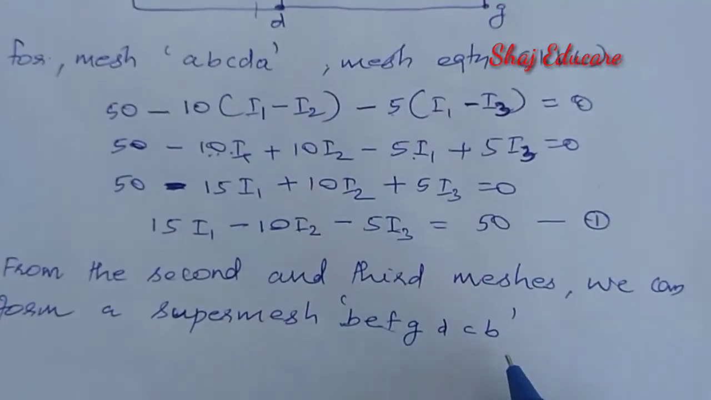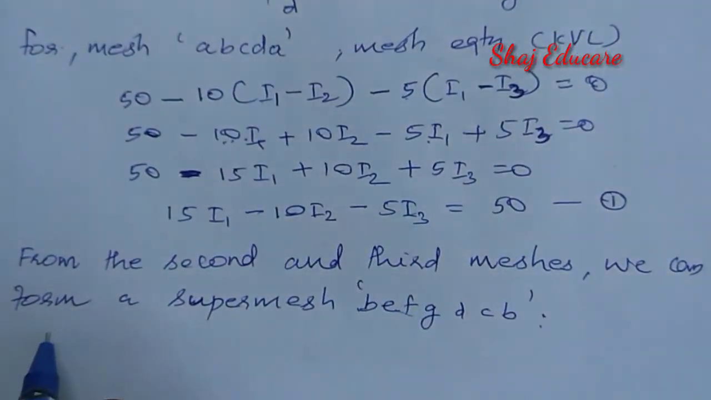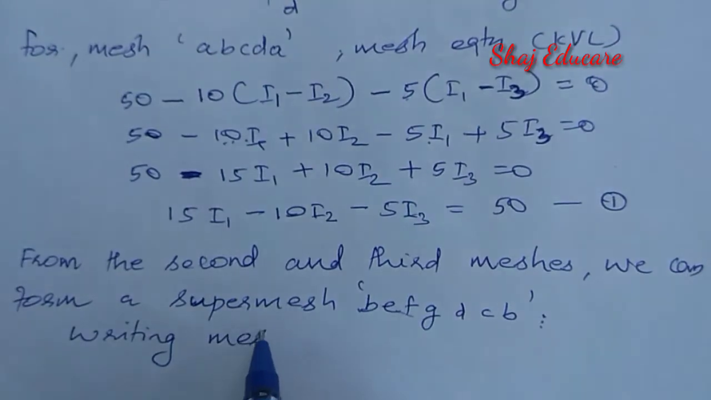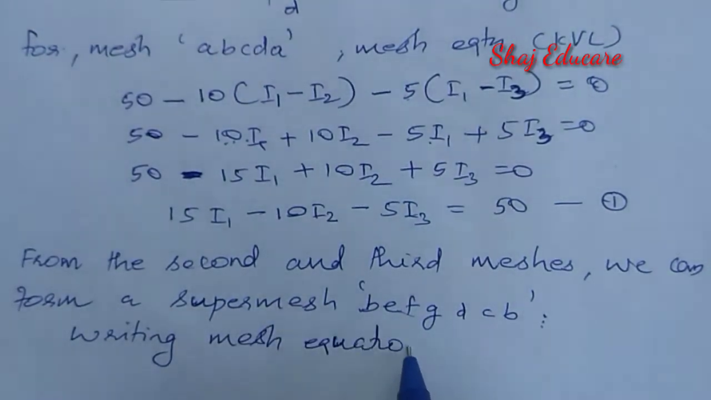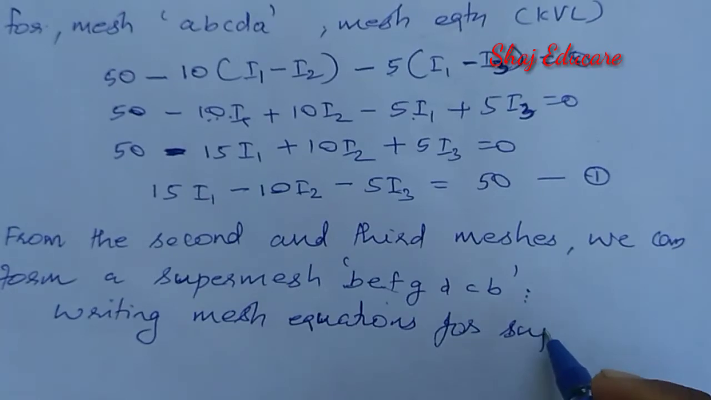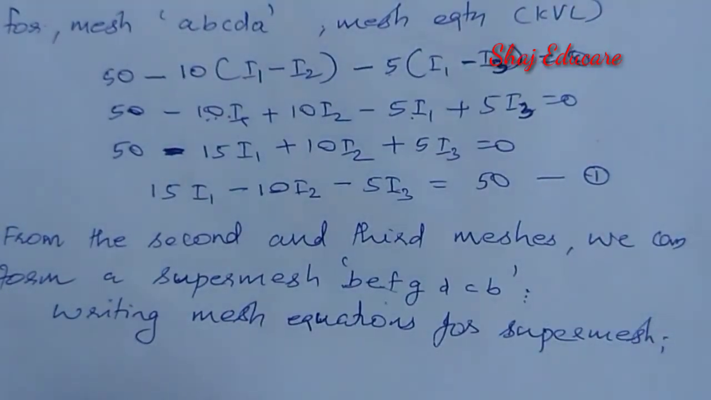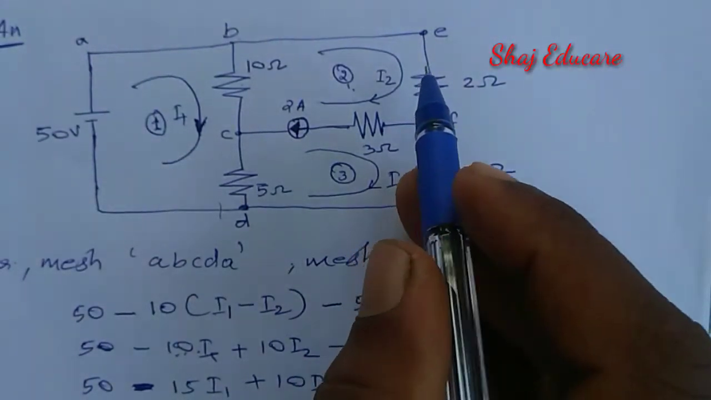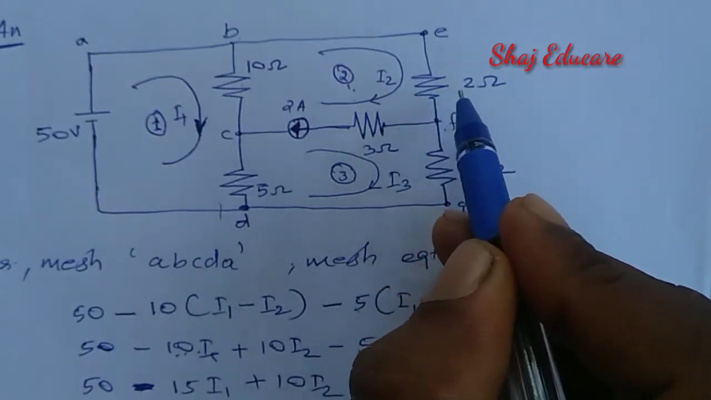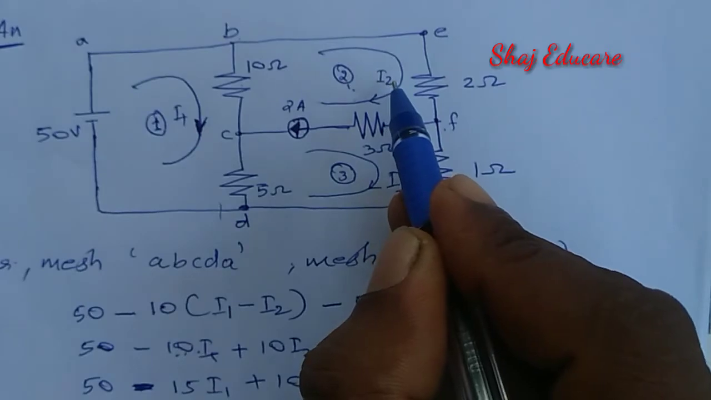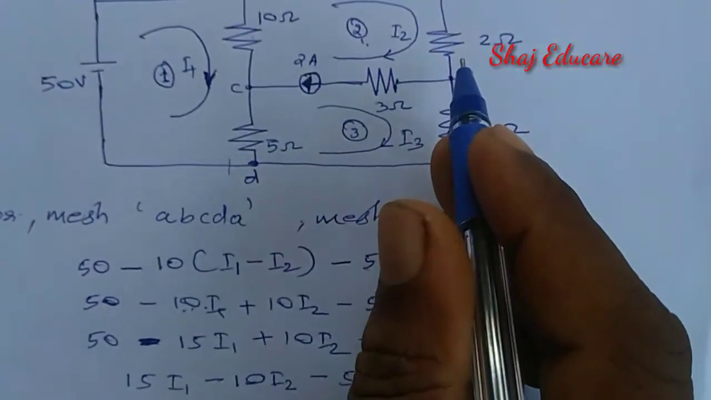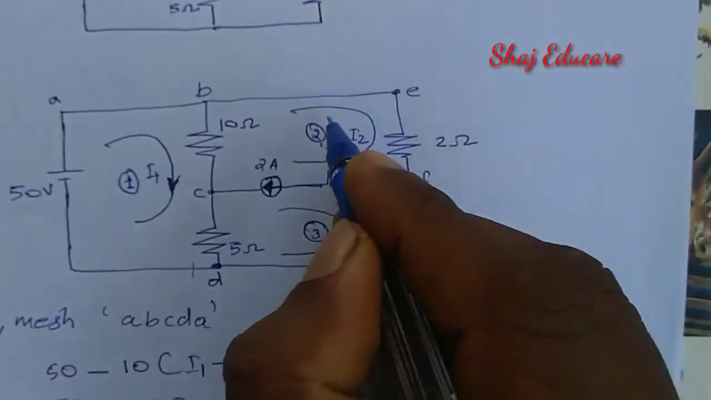Now we have to write down the mesh equations. Writing mesh equations for our super mesh, let us try to start the mesh equation from here. Here it is a drop, and what is the current flowing through the 2 ohm resistance? That is only I2. So minus I2 into 2.